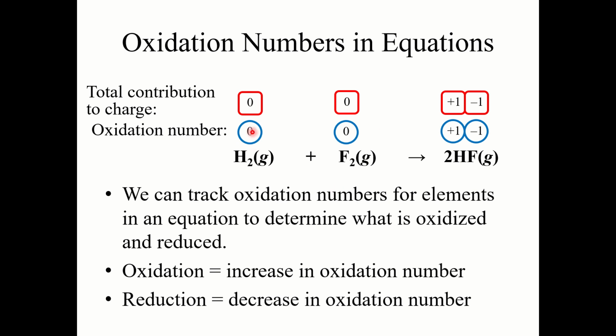So now if we look, hydrogen's initial oxidation number was 0. Its final oxidation number was +1. So its oxidation number increased, or you can also think of this like its oxidation number got more positive. Therefore, hydrogen lost electrons and hydrogen was oxidized in this reaction. This also makes it the reducing agent. Fluorine's oxidation number decreased. It went from 0 to -1, or if it helps, you can think of it like its oxidation number got more negative, which means fluorine gained electrons and was therefore reduced. We could also say that fluorine is the oxidizing agent.